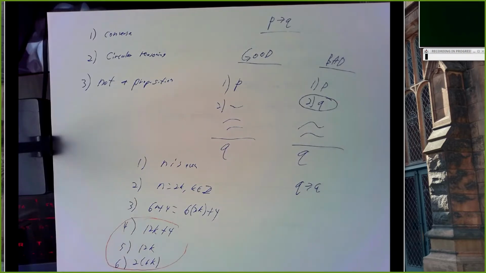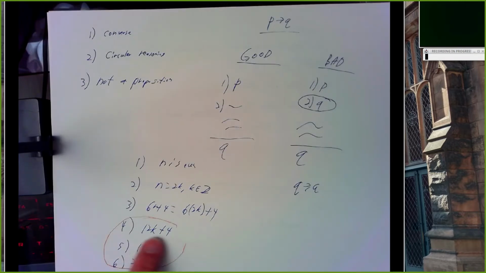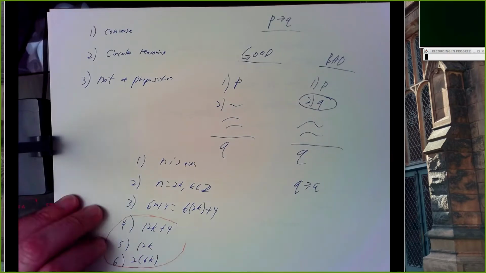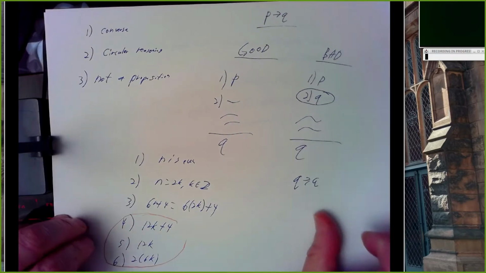And it's all just about how you're writing it, how you're wording it. If you had said 6n plus 4 equals 12k plus 4, and 12k plus 4 minus 4 equals 12k, right? Those are propositions. So those were the three categories that I saw people running into.